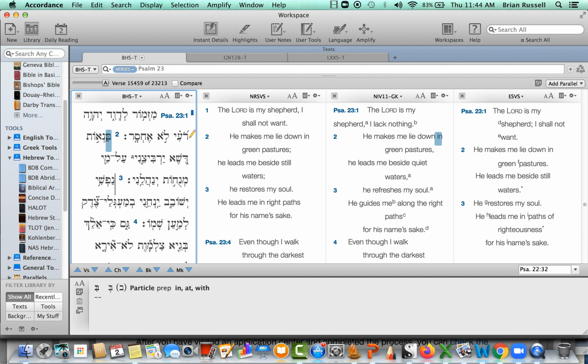So this is a construct chain that is the object of the preposition. So we're going to need to do two things here. We're going to have to analyze the preposition bet, and then we're going to have to analyze the construct chain ne'ot deshe. Okay? So what's the force of the bet?